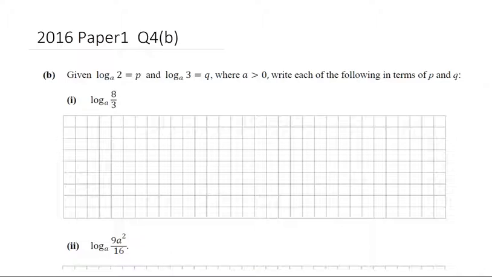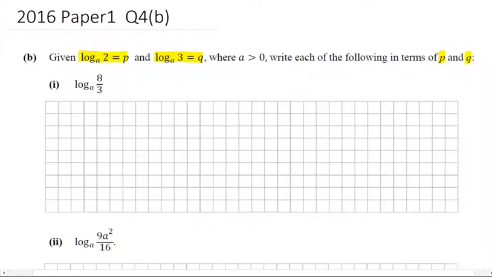This is 2016 paper 1, question 4b. It's a question on logs. In this question, we have to give our answer in terms of P and Q, which are given to us here. P is the log to the base A of 2, and Q is the log to the base A of 3. So let's get started on part I.